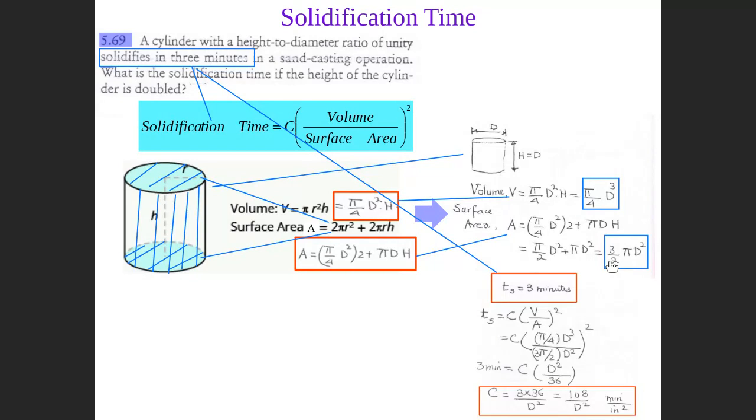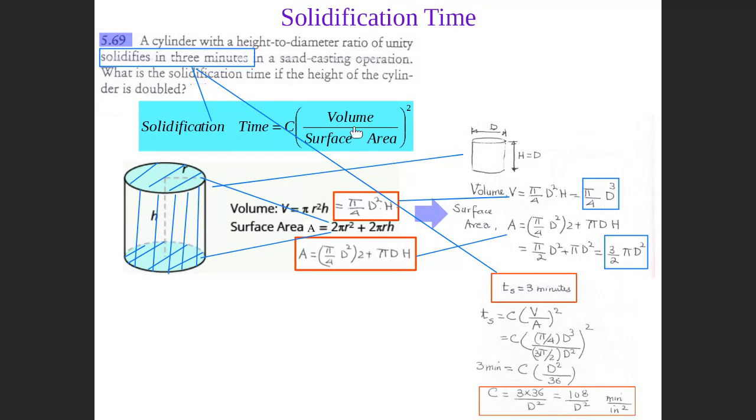We know that the solidification time equal to 3 minutes. In the equation, this is the volume, this is the surface area, solidification time equal to 3 minutes. Then put the equation Ts equal to C, V divided by A squared. Then C, this one 3 minutes, C multiplied here.